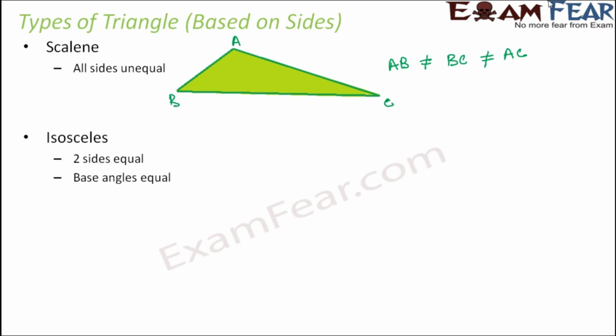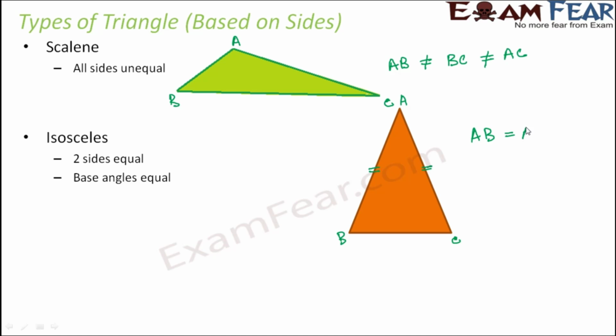Second type of triangle is an isosceles triangle. So in this triangle, two sides are equal. So out of three sides, two sides are equal. For example, if this is a triangle ABC, in this case AB is equal to AC. However, BC is not equal to AB. BC is not equal to AC as well. So any two sides are equal in this case.